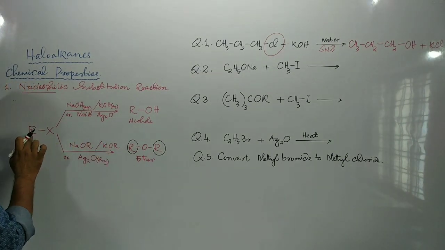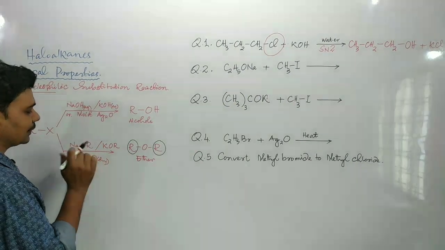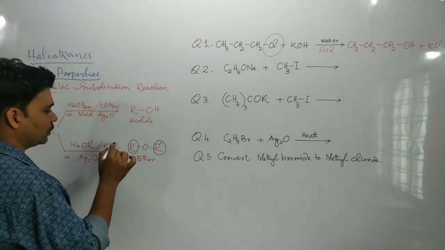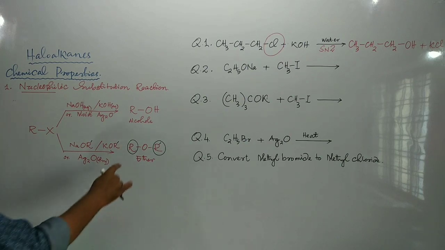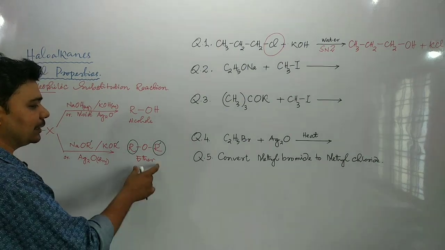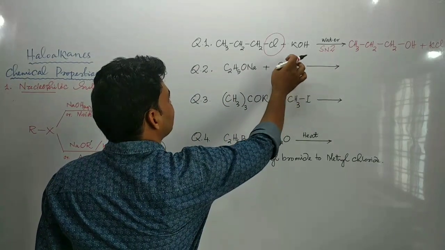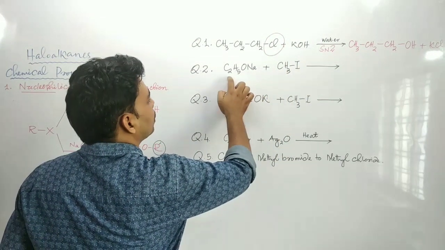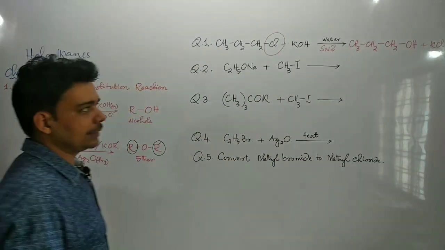One R is obtained from alkyl halide, and the second R is the alkyl group of this alkoxide ion. If I represent this R as R dash, then this would be R dash, ROR dash. If these two alkyl groups are the same, then we will get the simple ether, the symmetrical ether. Here in CH3I, the alkyl group is methyl, and the reagent is sodium ethoxide, where the alkyl group is ethyl. So these two alkyl groups are not the same.